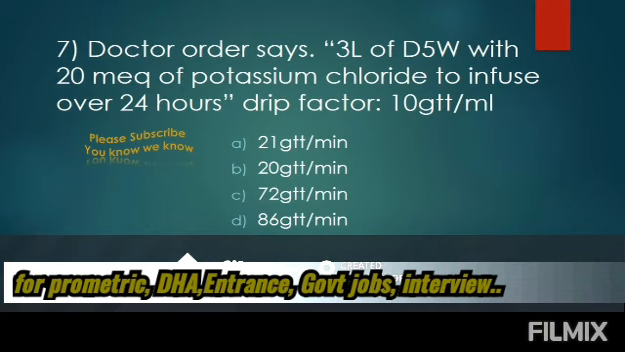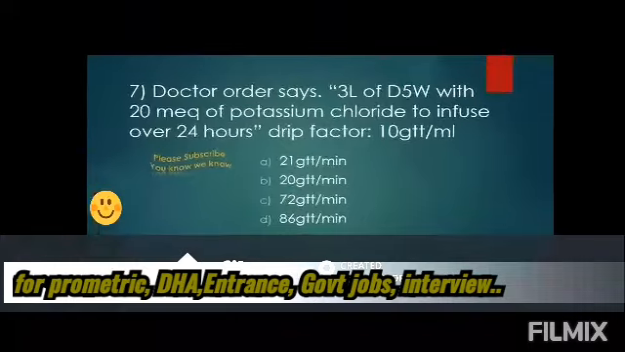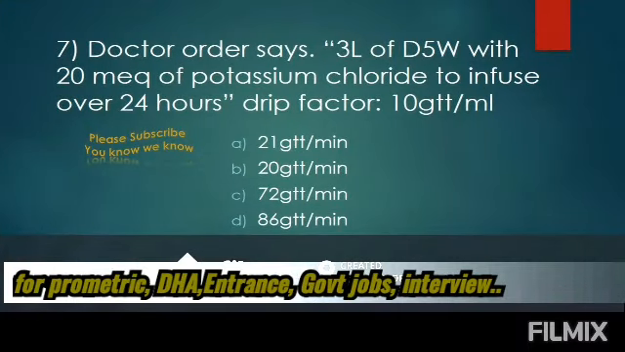So according to the formula, total volume is 3000 ml divided by 24 hours to be multiplied by 60 minutes, completely multiplied by 10 GTT. So what is your answer? Whether you got A, B, C, D? 21 GTT per minute, 20 GTT per minute, 72 GTT per minute, 86 GTT, that is the drops per minute to be given to the patient. So let's check out, have you got the correct answer or not?